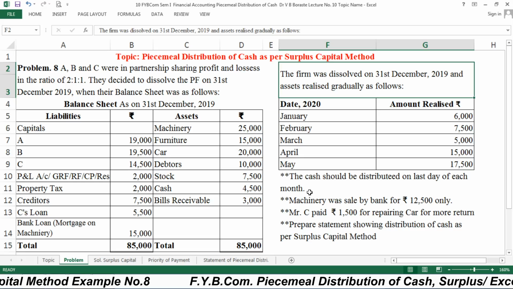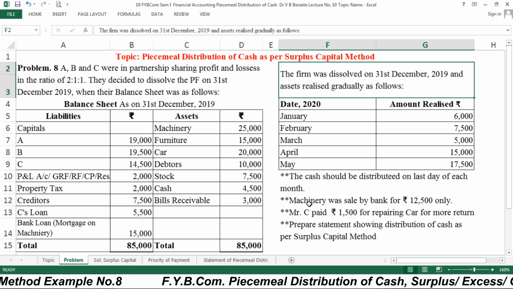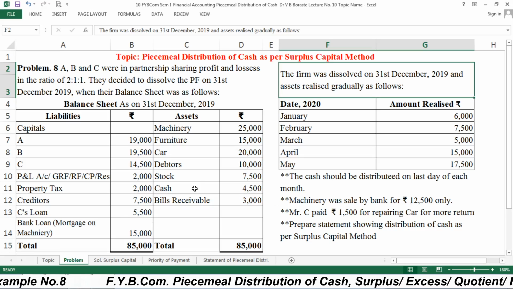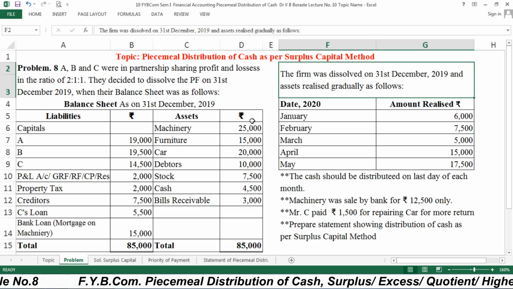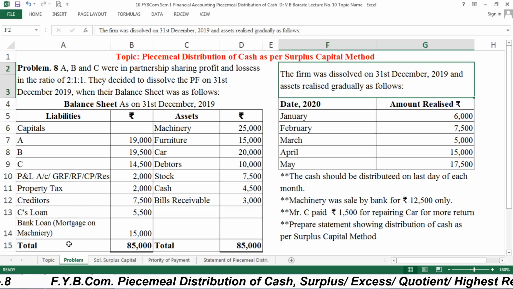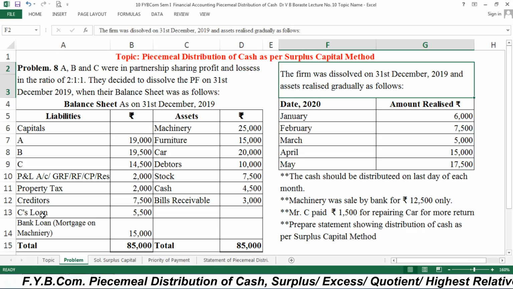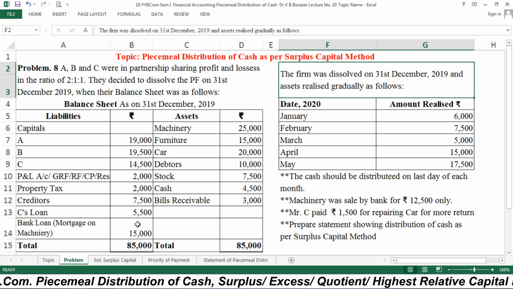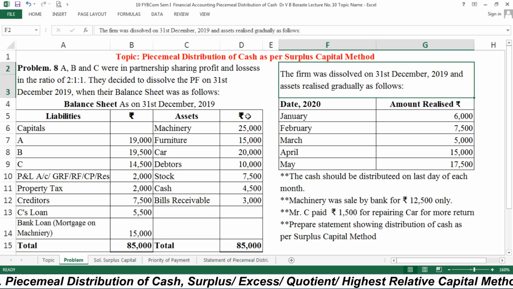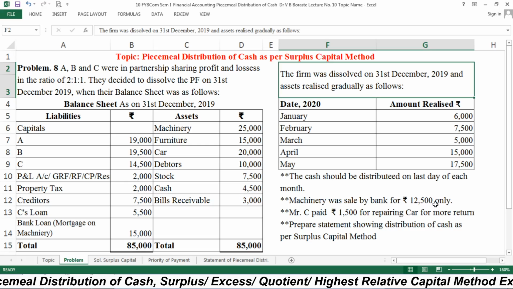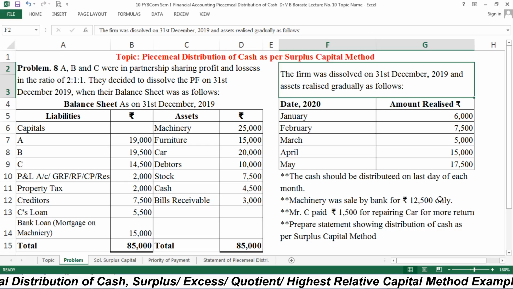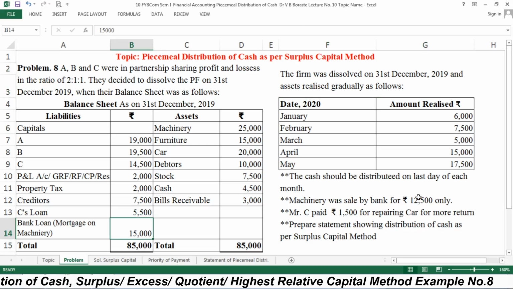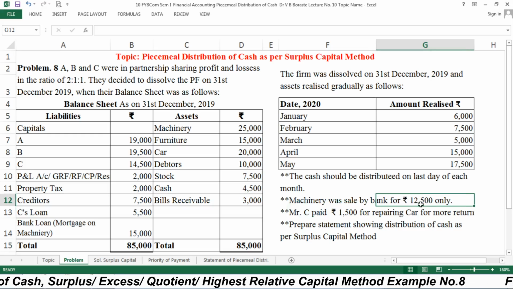So another adjustment is there. Machinery was sold by the bank for rupees 12,500 only. Here you can see the value of machinery is 25,000 and the machinery is given on mortgage to the bank for getting a loan. The bank loan was 15,000, the machinery's price was 25,000, and the bank sold the machinery for rupees 12,500. That means, for a loan of 15,000, the bank sold that machinery for rupees 12,500.